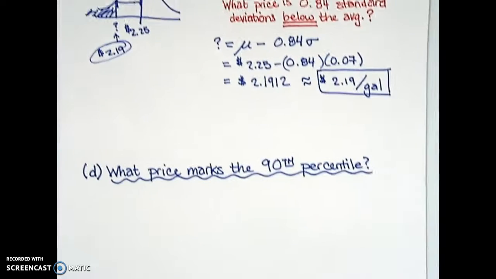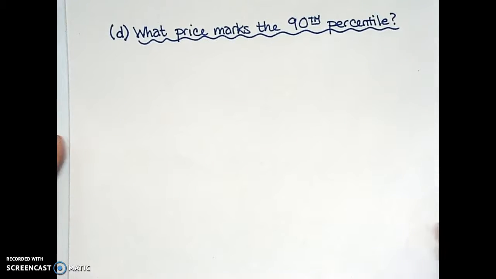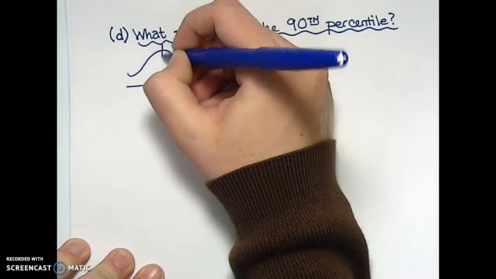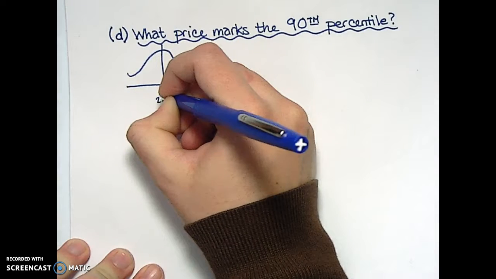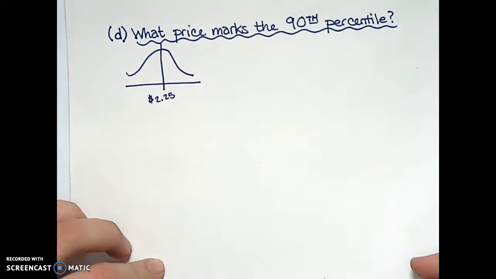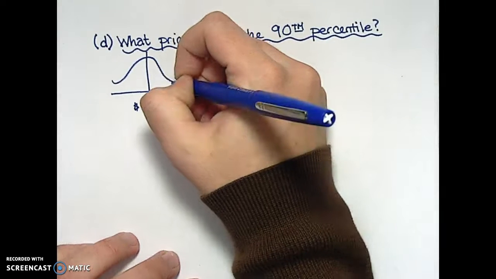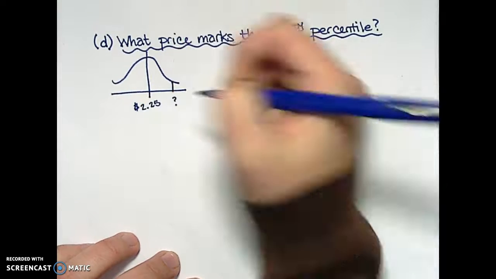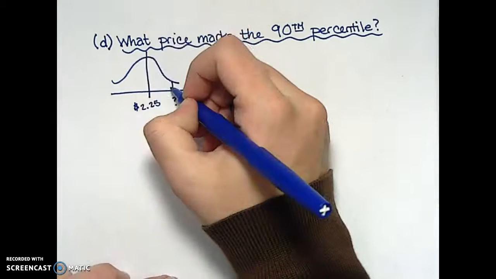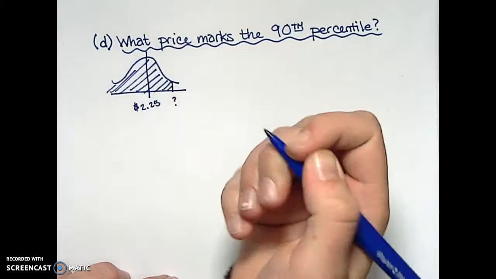Let us now consider part D to this problem. What price marks the 90th percentile? Again, start by drawing our standard normal curve, or rather in this case, just our normal curve, and we indicate that our average is $2.25. If I want to know what price marks the 90th percentile, then I want to know what price has 90% of the area at that point or less, or below it. So I'm really looking at having 90% of the area. It's going to look something like this.